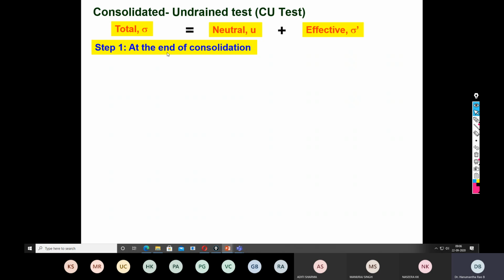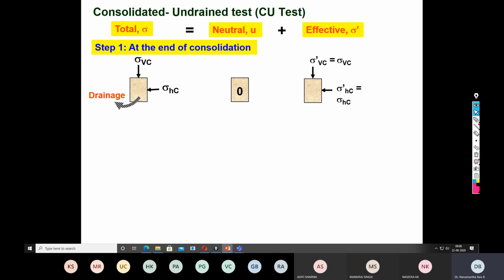So if you look at what would happen to the total or effective stress or the pore water pressure at the end of the consolidation, you initially apply the confining pressure, that is sigma hc equals sigma vc, with the drainage valve opened. Therefore water will no more take any amount of load, so the pore pressure is zero. That means no more development of pore water pressure. When the pore pressure is zero, the total stresses are nothing but effective stresses.